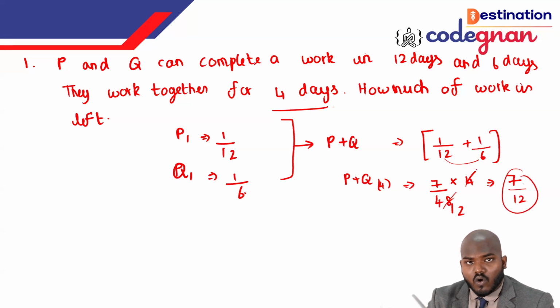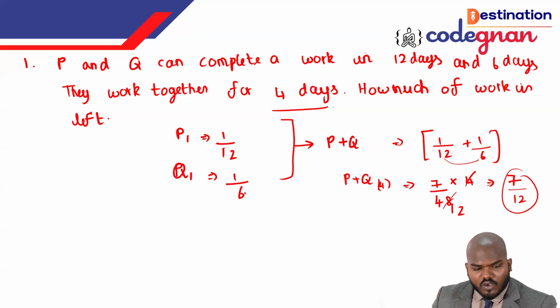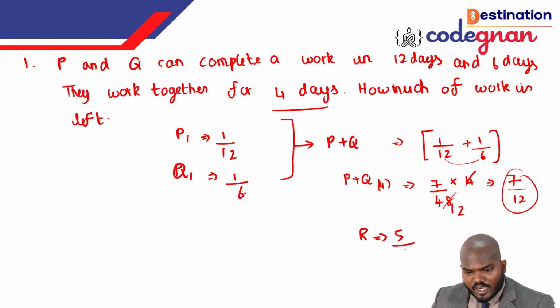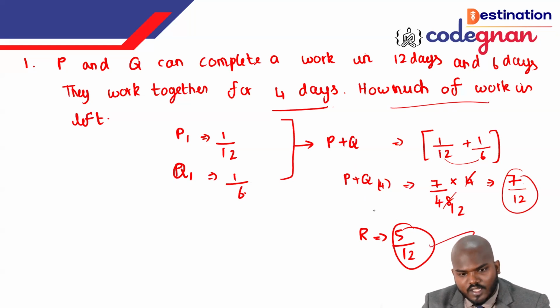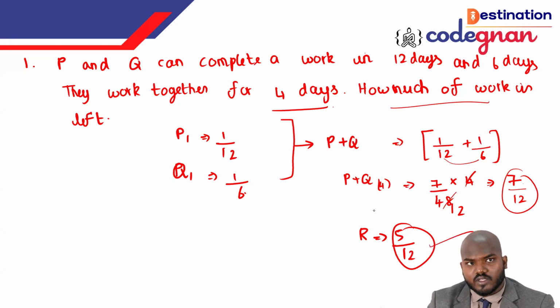Over the total work of 12, they have completed the 7th part of the portion in the 4 days. So we can directly say that the remaining work is 5 by 12. They are asking for the part of work only, not about the days. So the remaining work equal to 5 by 12 is the correct answer in this question. I hope you understand this question, guys.